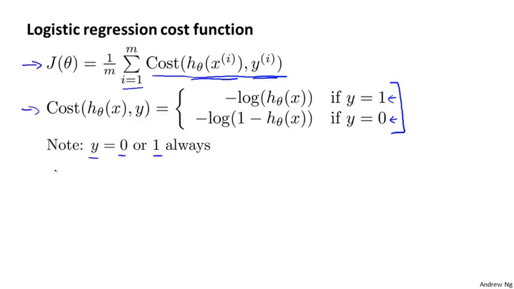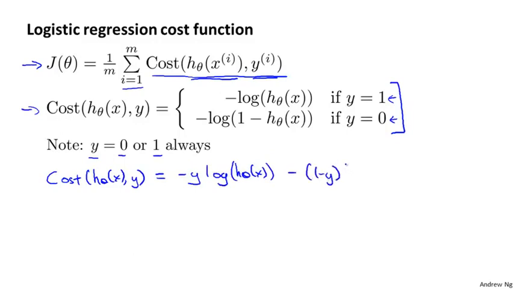Concretely, we can write out the cost function as follows. We'll say that the cost of h(x), y is minus y times log h(x), minus (1 minus y) times log(1 minus h(x)). And I'll show you in a second that this equation is an equivalent, more compact way of writing out this definition of the cost function that we had up here. Let's see why that's the case.